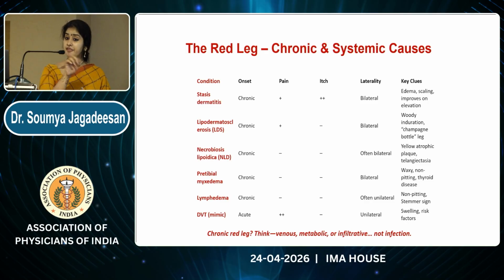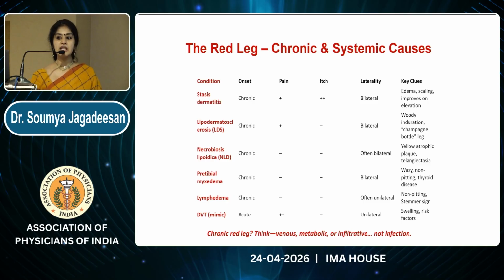Pretibial myxedema, the difference here is that in lipodermatosclerosis, it is circumferential. The whole circumference of the leg is involved, whereas in pretibial myxedema, it's only the anterior aspect. And of course, in one you have venous stasis, and in the other you have thyroid disorder and things like that. So these are the differential diagnoses, and most of them are bilateral.